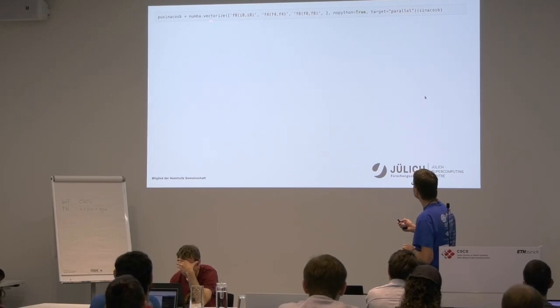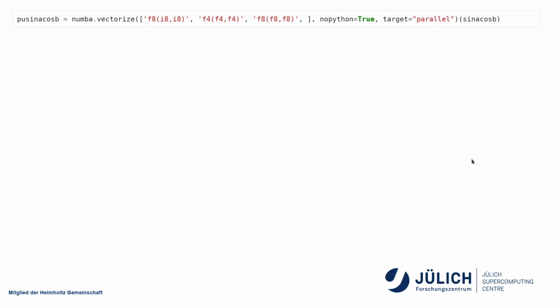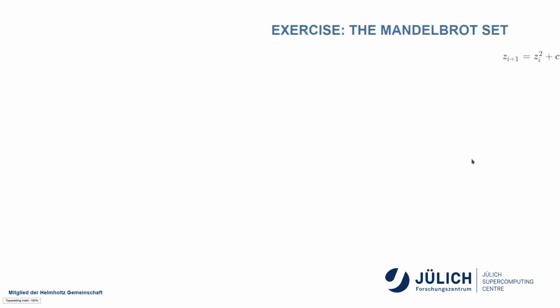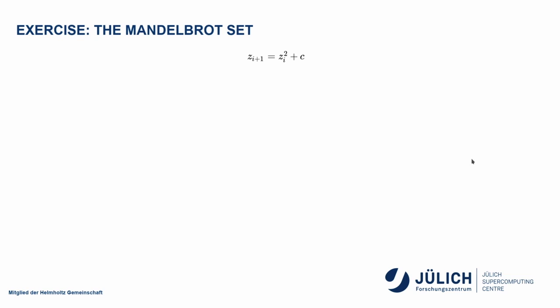So this, for example, will generate those three functions for the target parallel. So it will be a multi-threaded version. And in the notebook, you'll actually try them out and compare the different speeds of these. And once you're done with that, you will be working on a vectorized version, this time with Vectorize, of the Mandelbrot set.